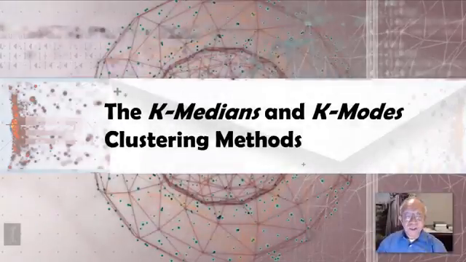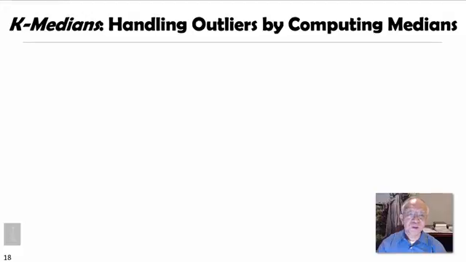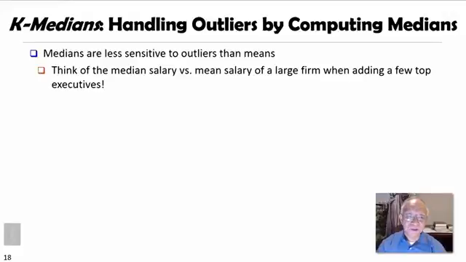In this session, I'm going to introduce the k-medians and the k-modes clustering methods as two interesting alternatives to the k-means clustering method. Why do we want to do k-medians? Because medians are better than means when we encounter outliers. Medians are usually less sensitive to outliers compared to means.